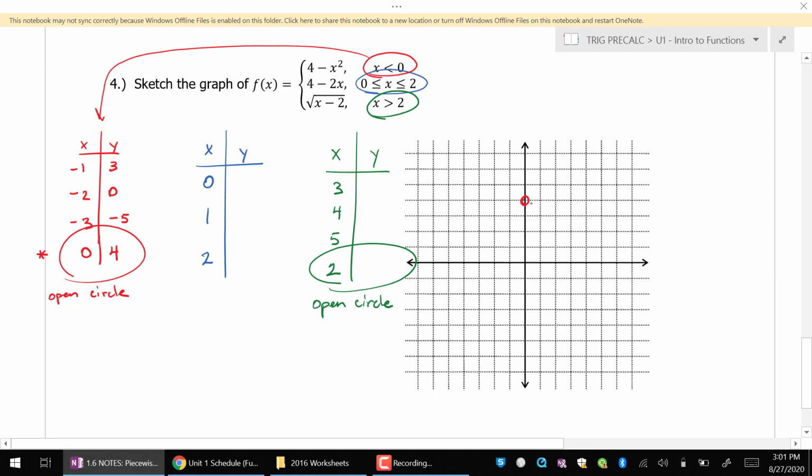Something like that. And then plot your points: -1, 3, -2, 0, -3, -5. And that will go on toward negative infinity. So for all x numbers less than 0, it looks like we have this half of a parabola.